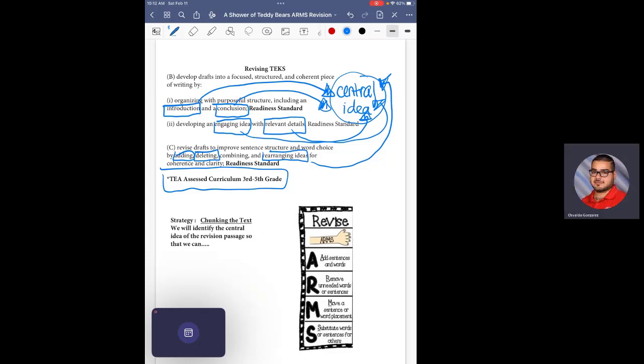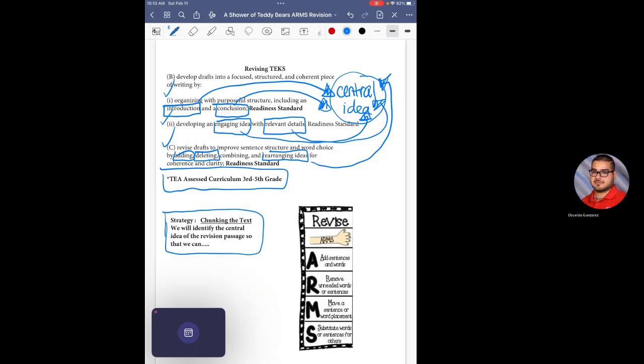We can always use this sentence starter to target any of these 3 revising TEKS. All right. We're also going to be using our A.R.M.S strategy, which is our revising strategy for STAR passages. Remember, A stands for adding sentences or words, R stands for removing unneeded words or sentences, M stands for moving a sentence or word replacement, and S stands for substituting words or sentences for others.